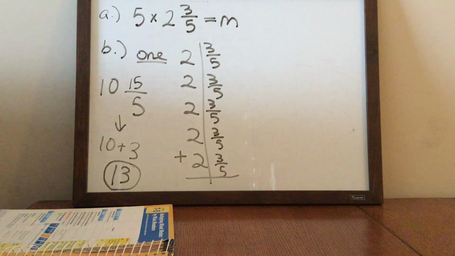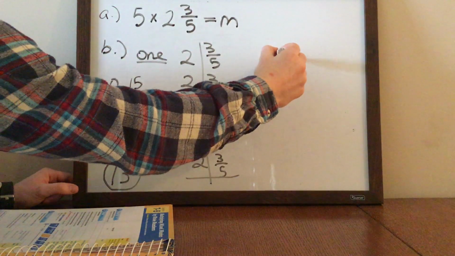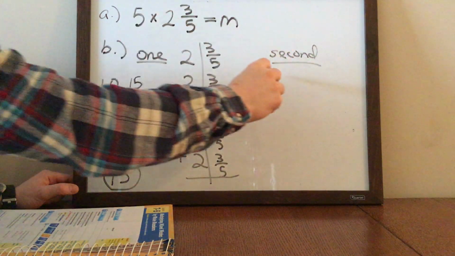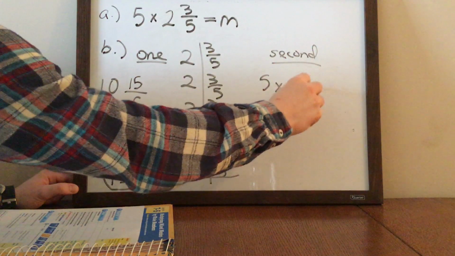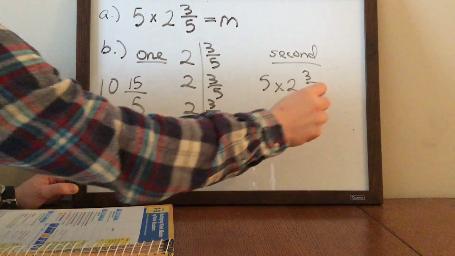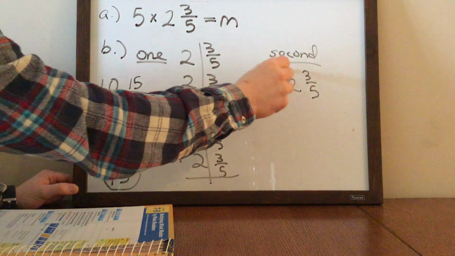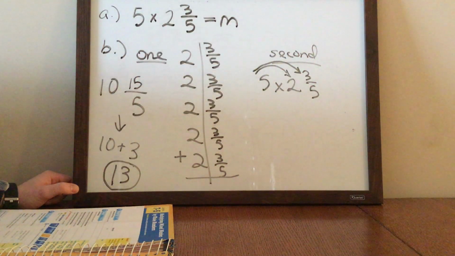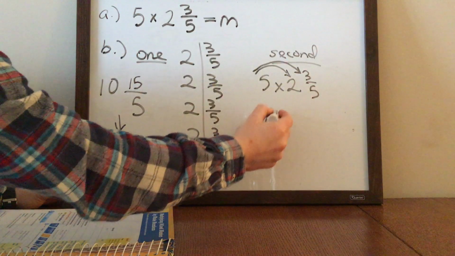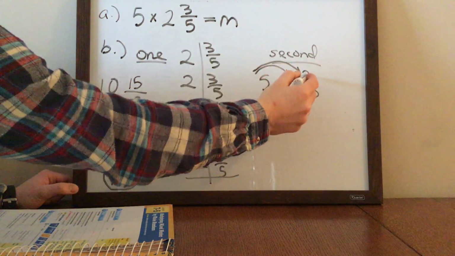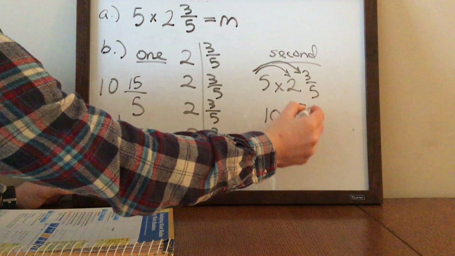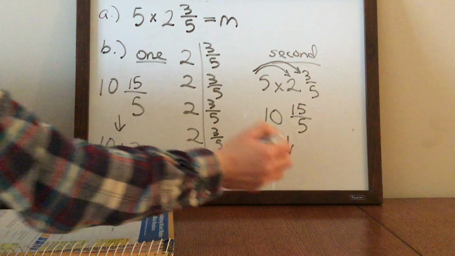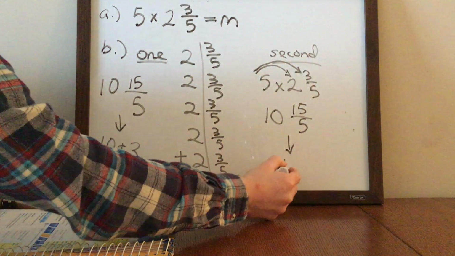Another way to do it would be to multiply. So here's your second way. You take the 5 and the times 2 3/5, and you multiply it out. Make sure you do both numbers, 5 times 2 and 5 times 3/5. So 5 times 2 is 10. 5 times 3/5 is 15/5. And that simplifies again, just like we did over here, to 13.